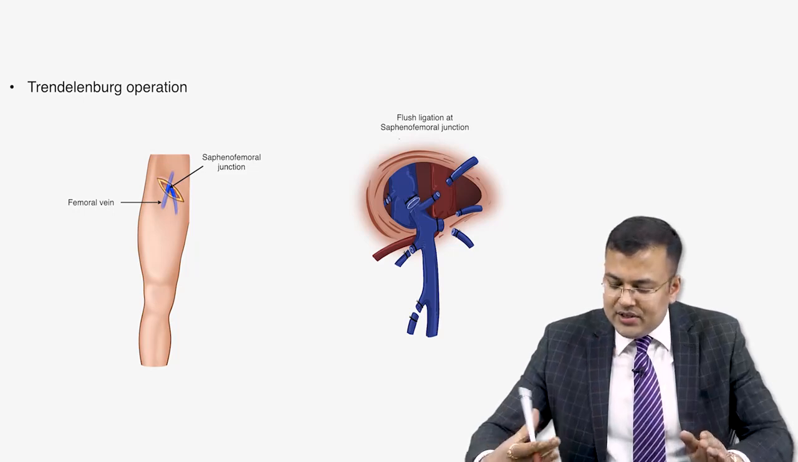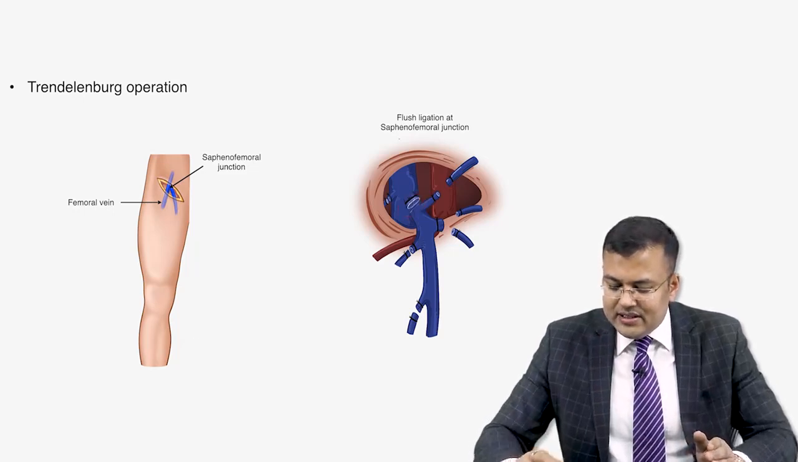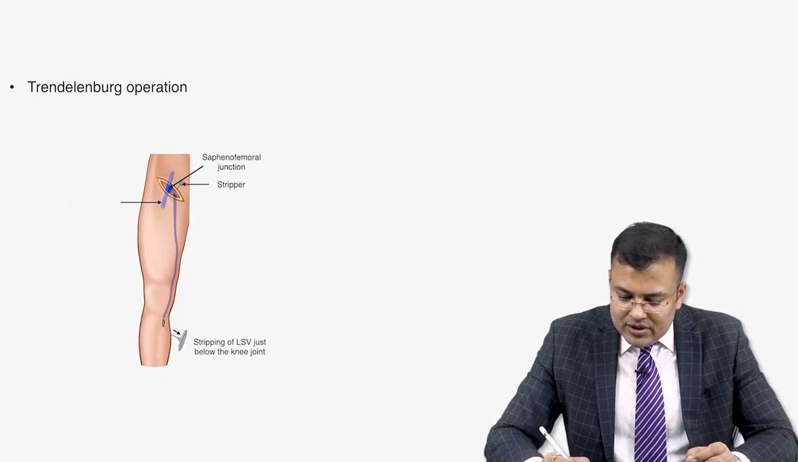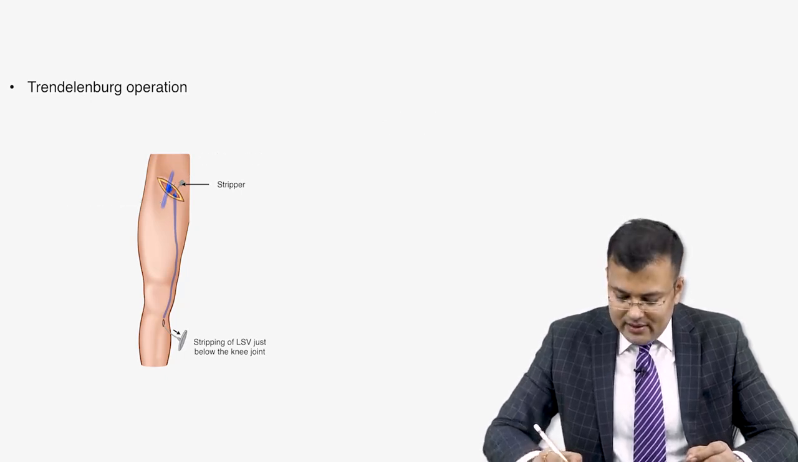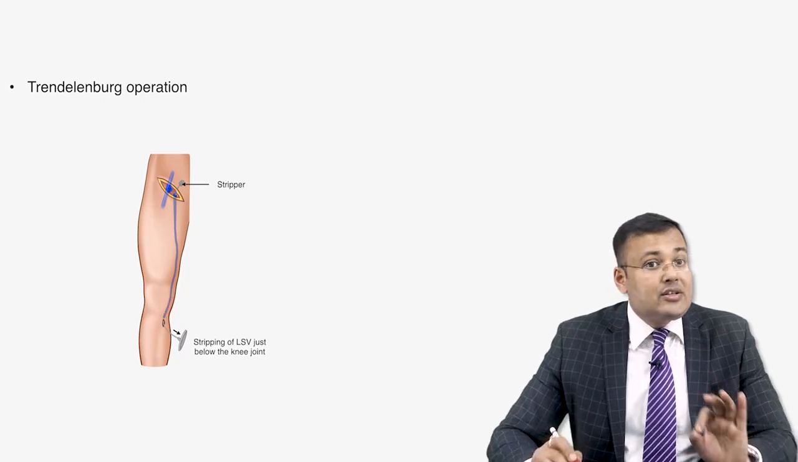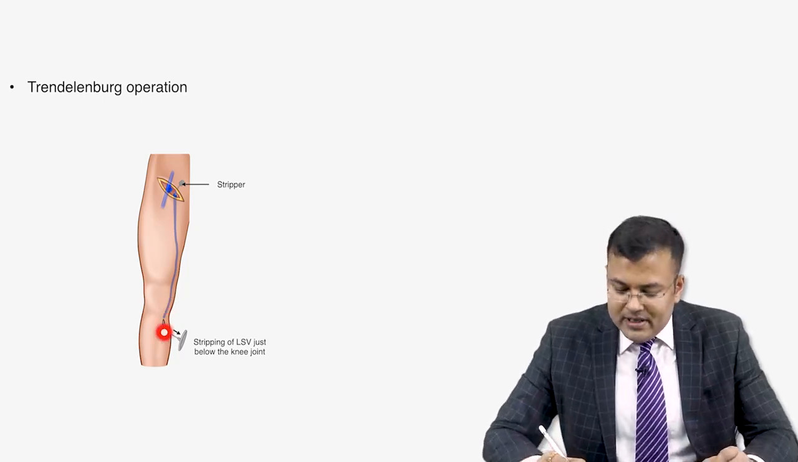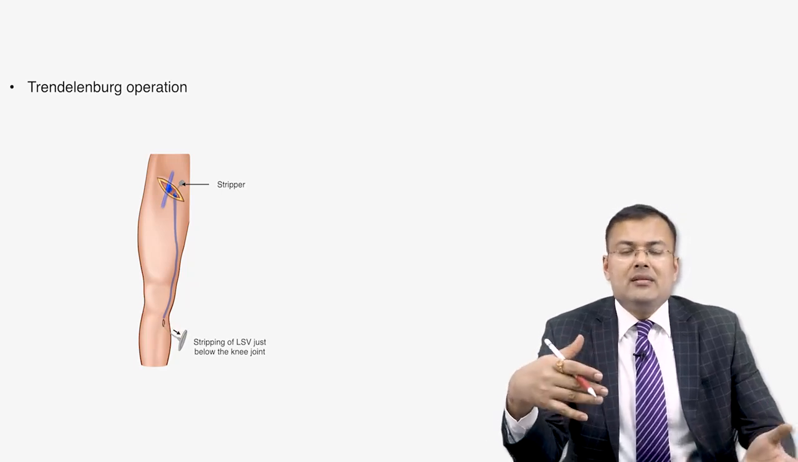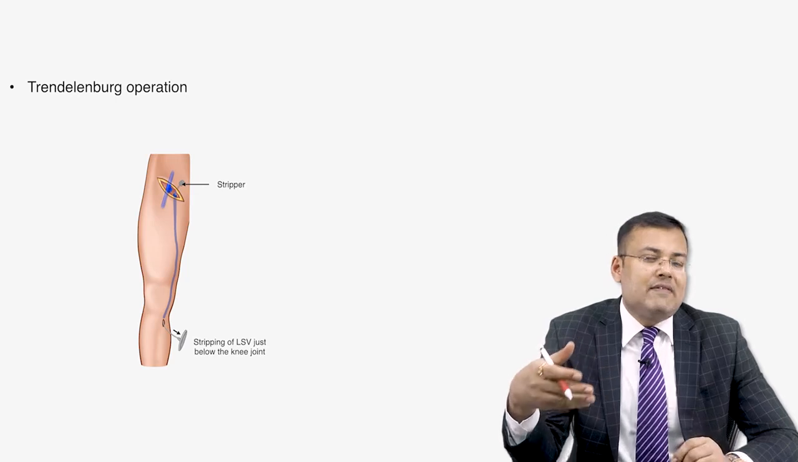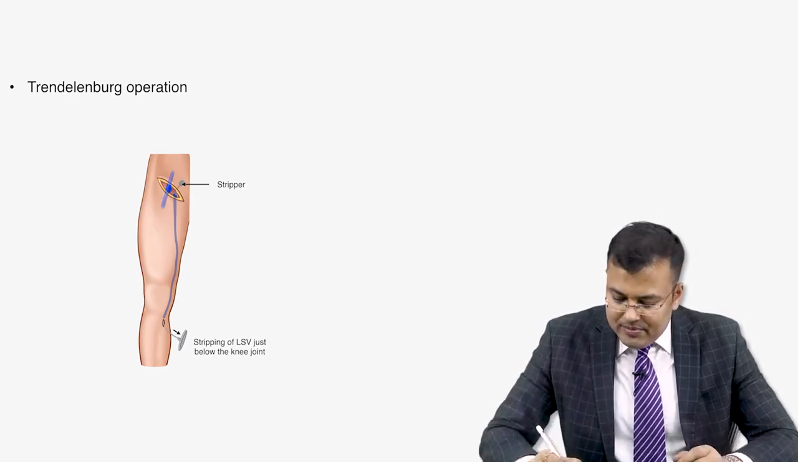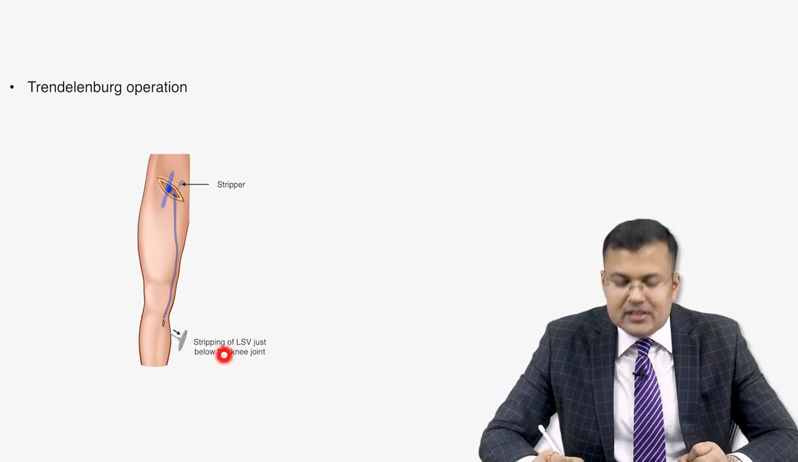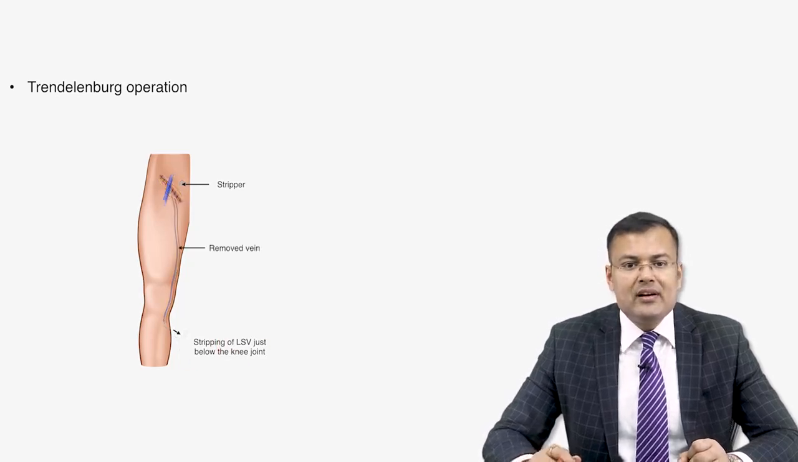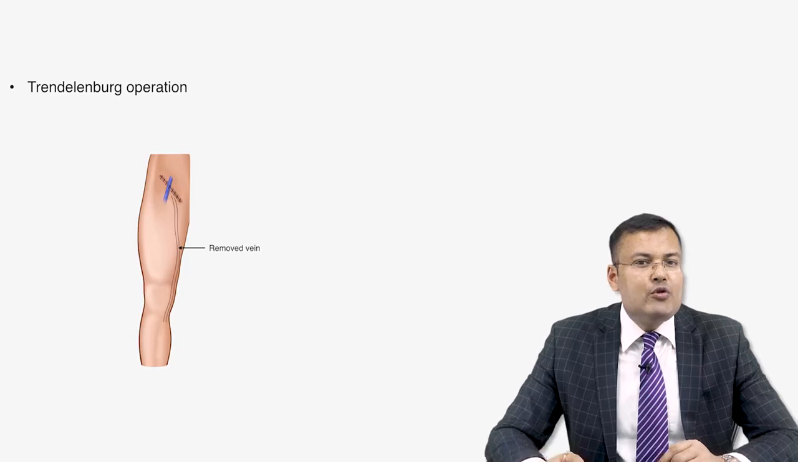It is flush ligation. You can see here flush ligation is done, and after that you have to strip the vein. You can notice that this vein is stripped, and in the stripping you have to be careful that it should not be done below the knee joint, only up to the knee joint, because below the knee joint the vein travels closely with the saphenous nerve, which might be injured. So stripping of the long saphenous vein is done just up to the knee joint. Clear? So the vein is removed and we close the incision.